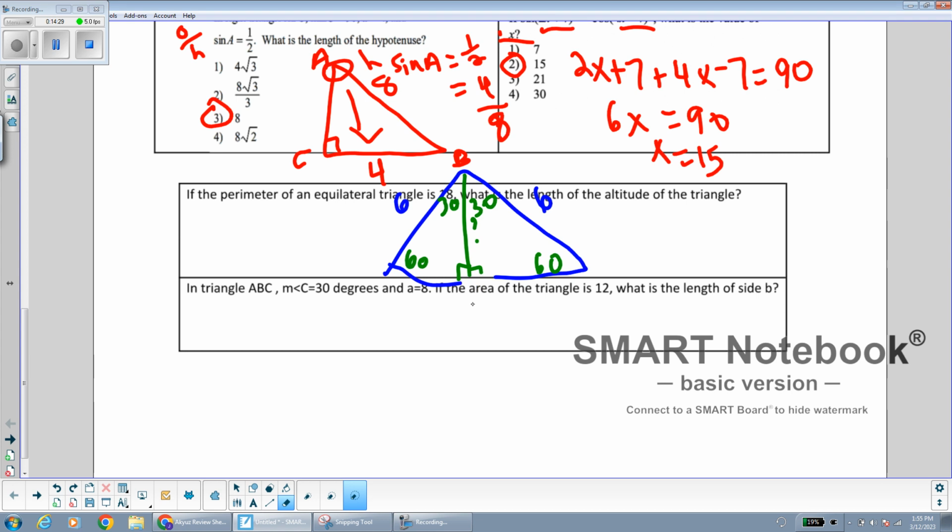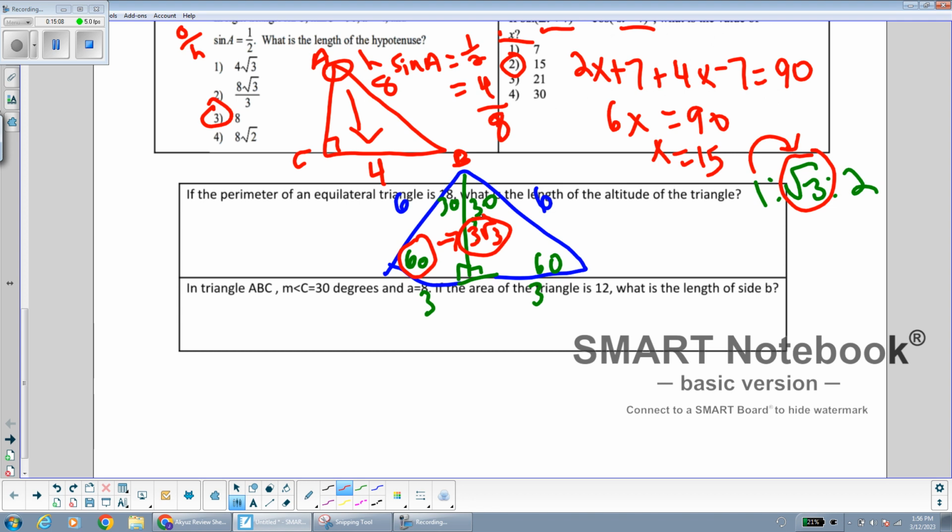And let me fix that because that's a little confusing. The whole side is 6. So here we have 3 and 3 for that. So the short side is 3. Remember, 30, 60, 90 triangles are in the ratio 1 to radical 3 to 2. The altitude is across from the middle biggest angle. So that's the radical 3 part of the ratio. Let's get from the shortest side to the middle biggest side. We just multiply by radical 3. 3 times radical 3 is 3 radical 3. And that's all it is.